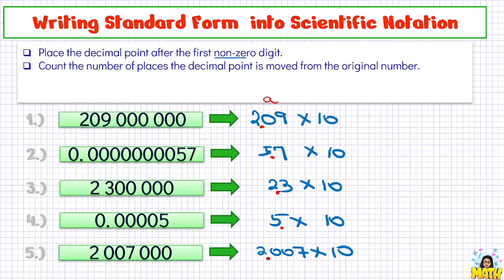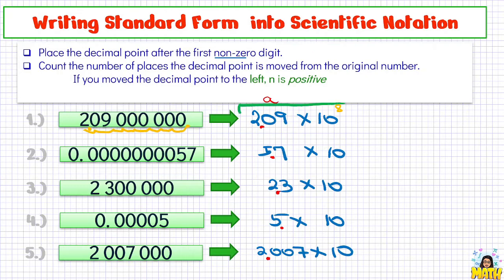Para malaman ang ating exponent, we will count the number of places the decimal point is moved from the original number. Number 1, ang ating decimal point sa whole number na to ay nasa dulo. And dahil naging 2.09 siya, so we moved it 8 times. And that will be the value of our exponent here. But we must remember that if we moved the decimal point to the left, the value of n or the exponent is positive. Therefore, this is now the scientific notation of number 1. 2.09 times 10 to the 8th power.